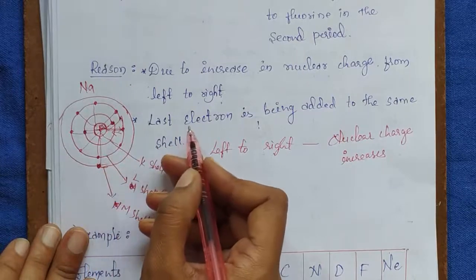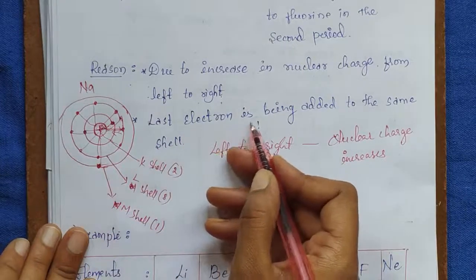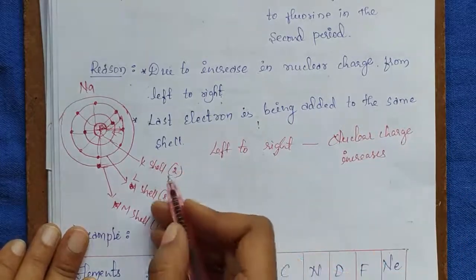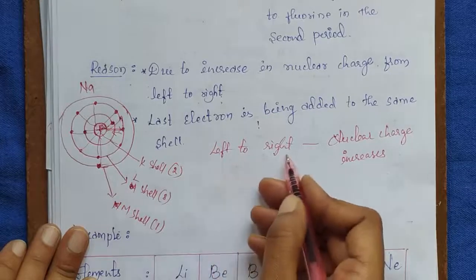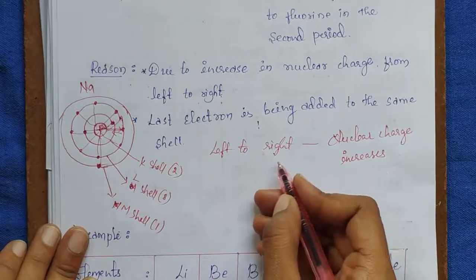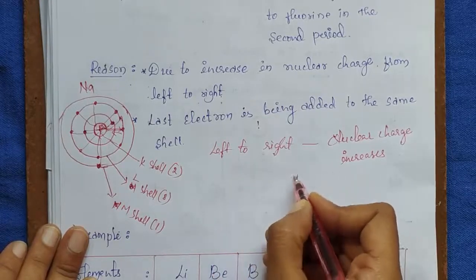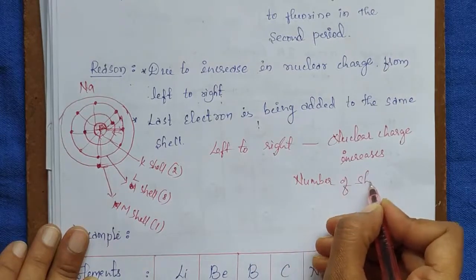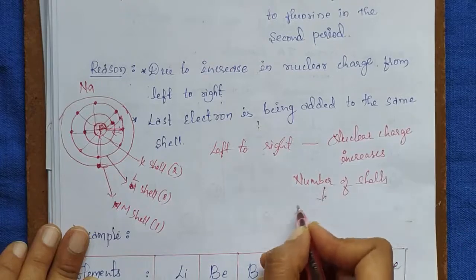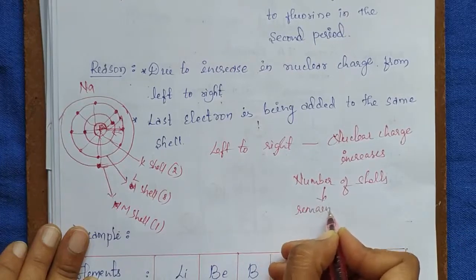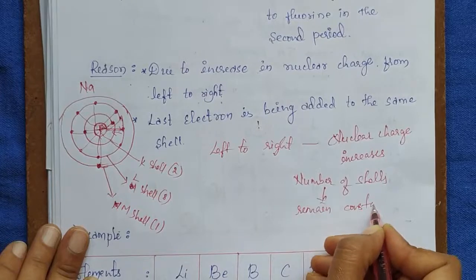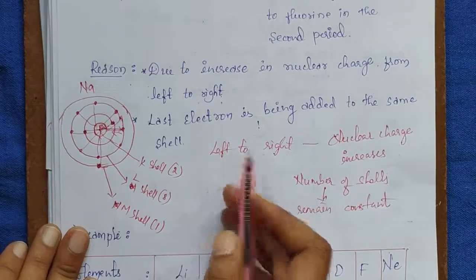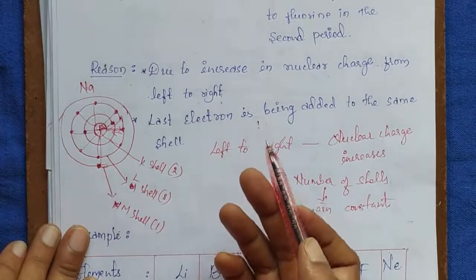And one more reason is that the last electron is being added to the same shell. As we move from left to right, the last electron is added, and there is no increase in the number of shells. The number of shells remains constant. There is no increase in the number of shells as we move from left to right.